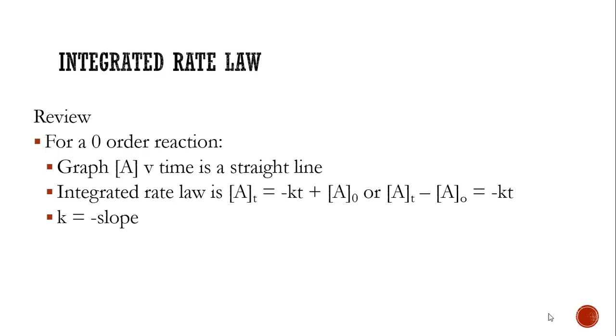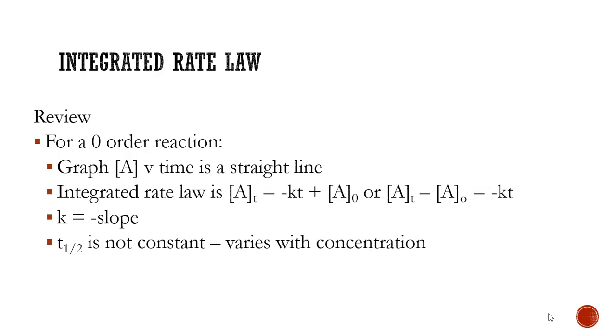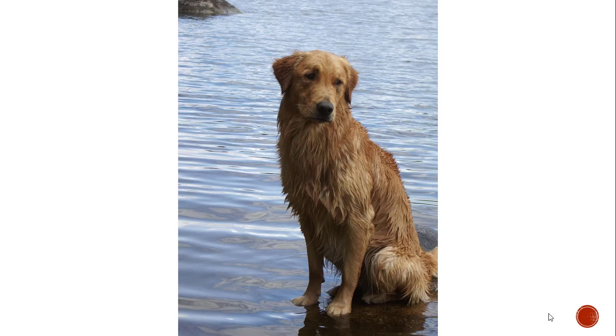The rate constant is equal in magnitude but opposite in sign to the slope. k will always be positive. And the half-life is not constant. It varies with concentration. This is consistent with a zero-order reaction, but doesn't prove that it's a zero-order reaction. And that takes care of zero-order reactions. The next video will deal with first-order reactions.